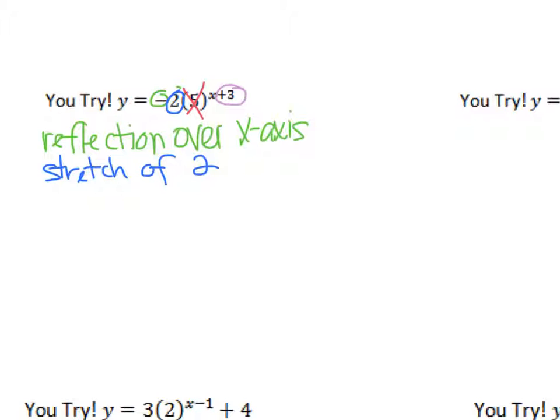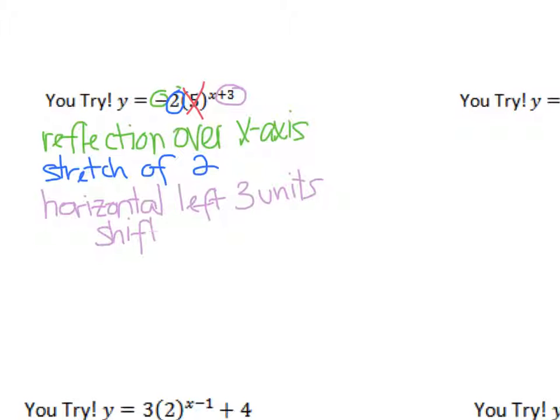Since the plus 3 is part of the exponent, that means it's horizontal. Horizontal is the opposite. So plus 3, the opposite of that would be minus, which means left 3 units. And we should have the word shift in there. So there's your 3 transformations for this parent function. Going over to the next U-try.